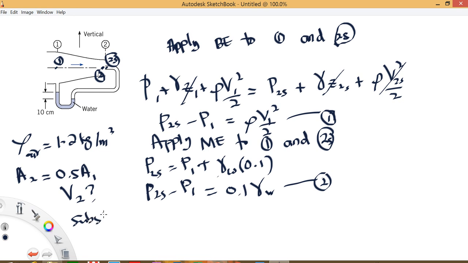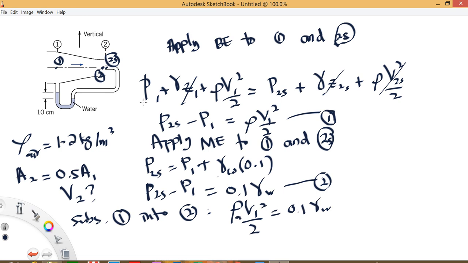Okay, I substitute 1 into 2, or 2 into 1. Okay, so therefore I should get rho V1 square over 2 is equal to 0.1 gamma water. So this rho should be rho of air, because when you apply Bernoulli equation, you apply it into the duct. So therefore, from here, I basically can get V1.